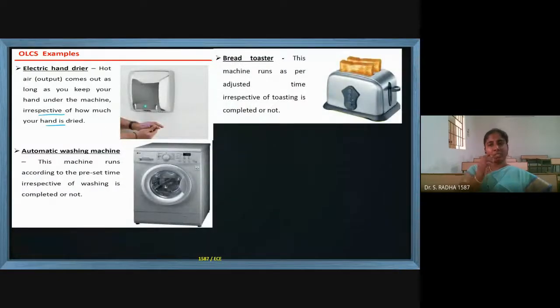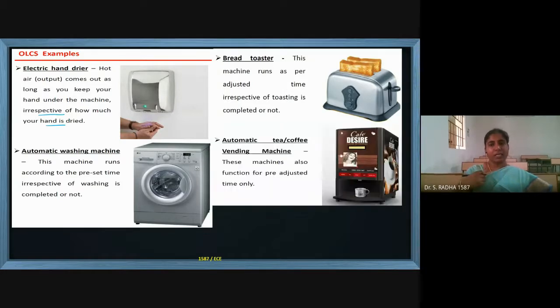And the bread toaster also, the time is fixed, and for that particular amount of time it will work. Manually we have to check, and we have to take the bread out. And the tea coffee vending machine, some prefixed time will be there, and based on that it will operate.